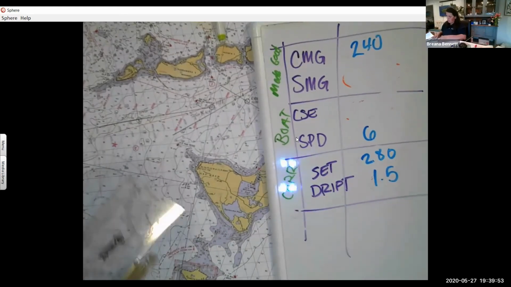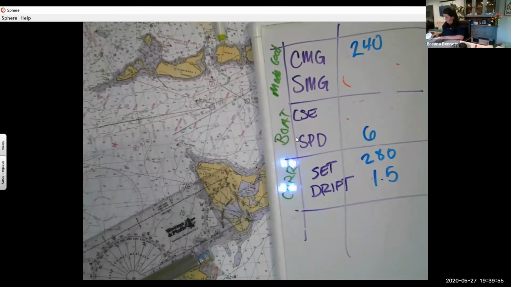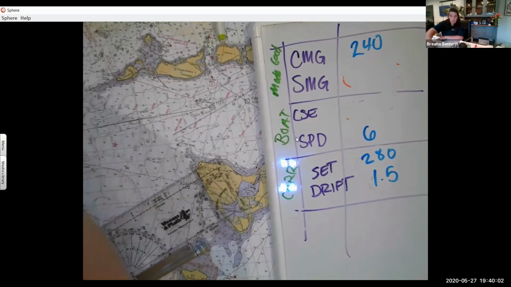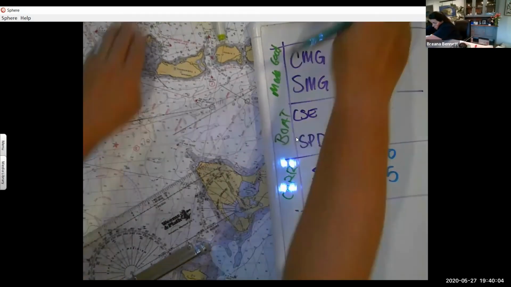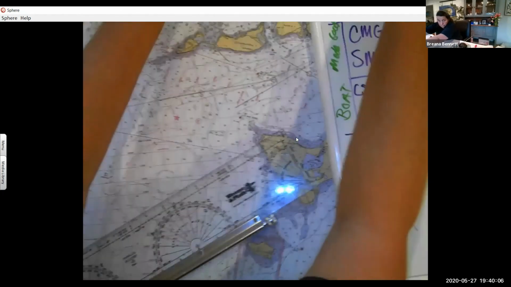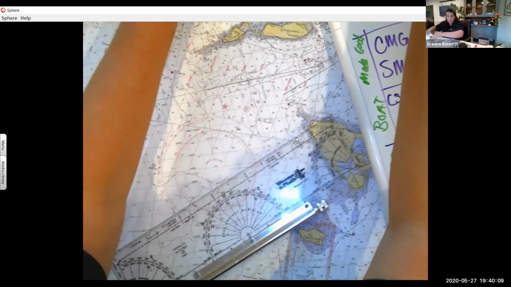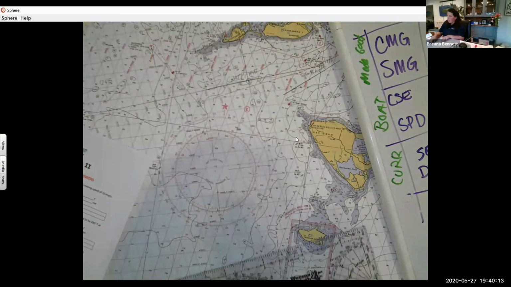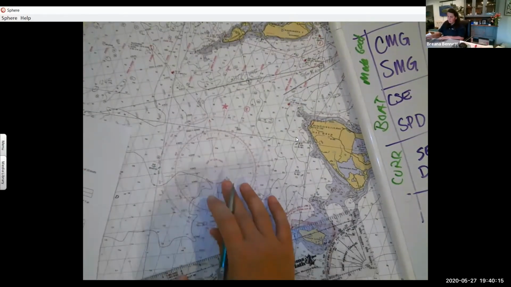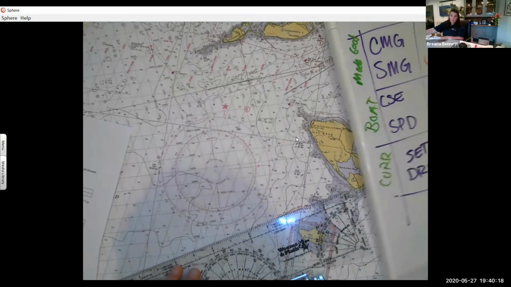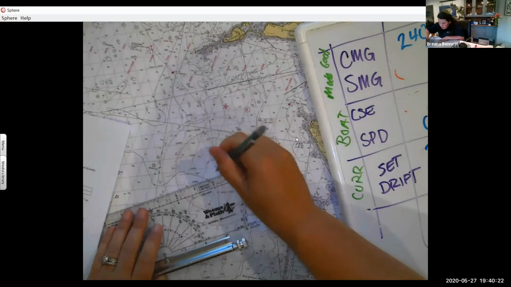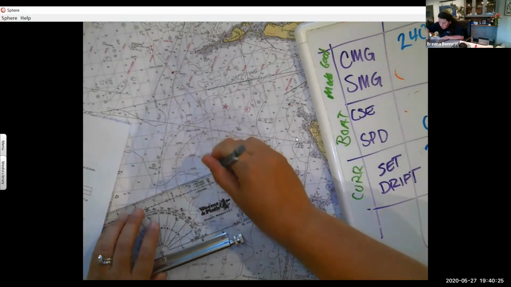Okay, so yeah, we can do that. I lost my pencil. Oh, you can't see the compass rose. Okay, whoa. Here's our compass rose. Starting from the center, we have our course made good of 240. So I'm going to draw in a 240 line.